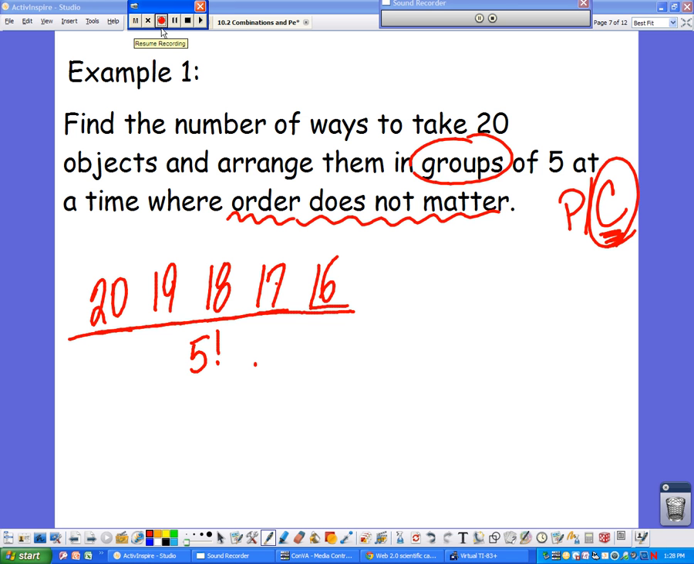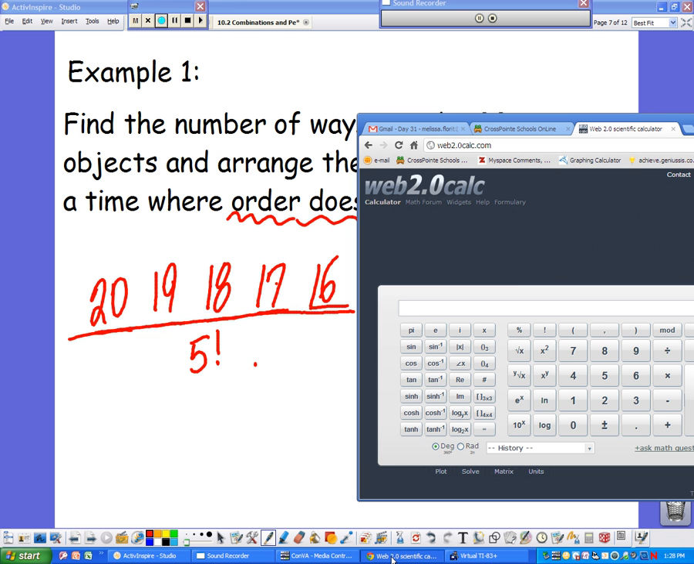So with a scientific calculator, you can put all of this in together. Make sure you put this in parentheses, because we're dividing all of it by 5 factorial. So we're going to do 20 times 19 times 18 times 17 times 16, and then divide that by 5 factorial. And if you look, this looks very similar to what we did over there.